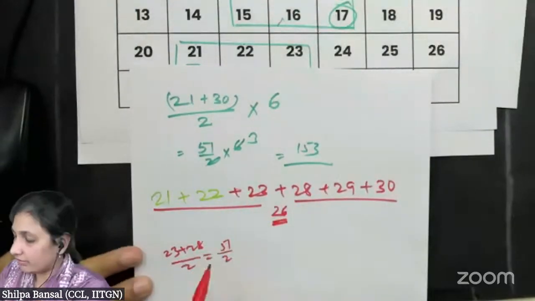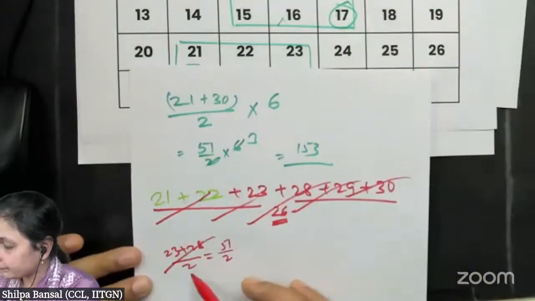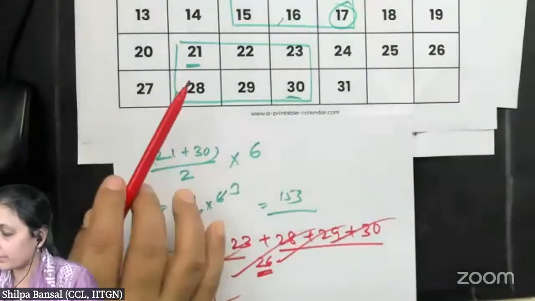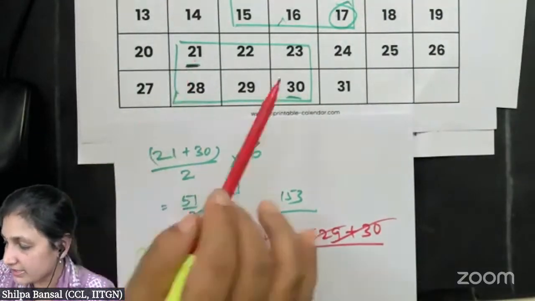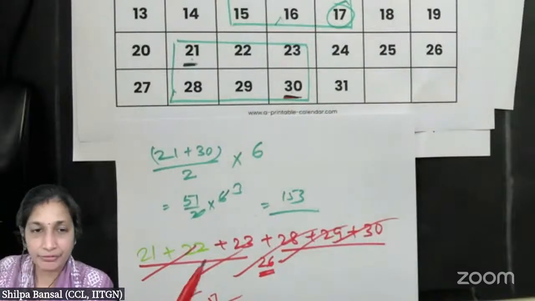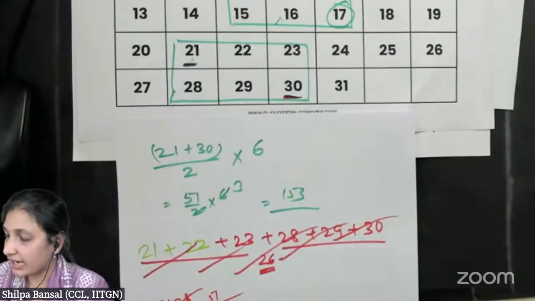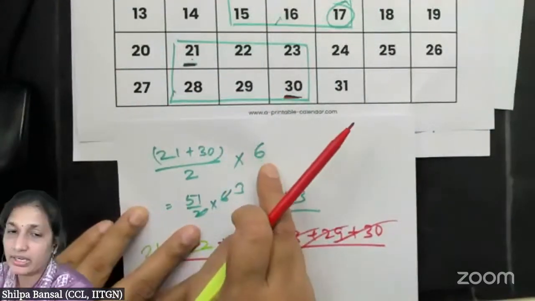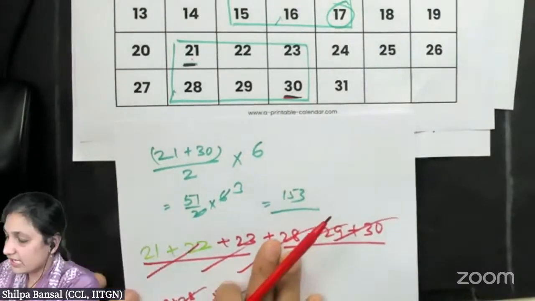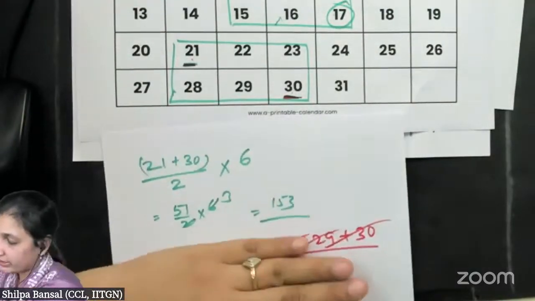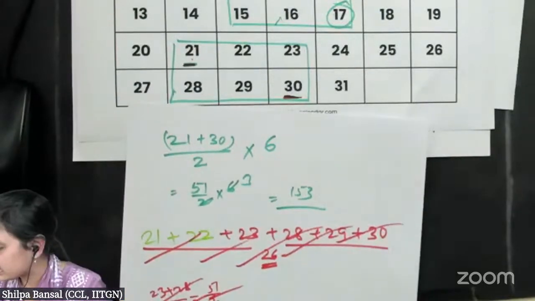So let's skip this one. You can use this first and last because it will be very difficult. So first and last and then divide by 2 into the total number of times. Okay. This we will read in later classes. Ignore this one. We will read in later classes. Okay.